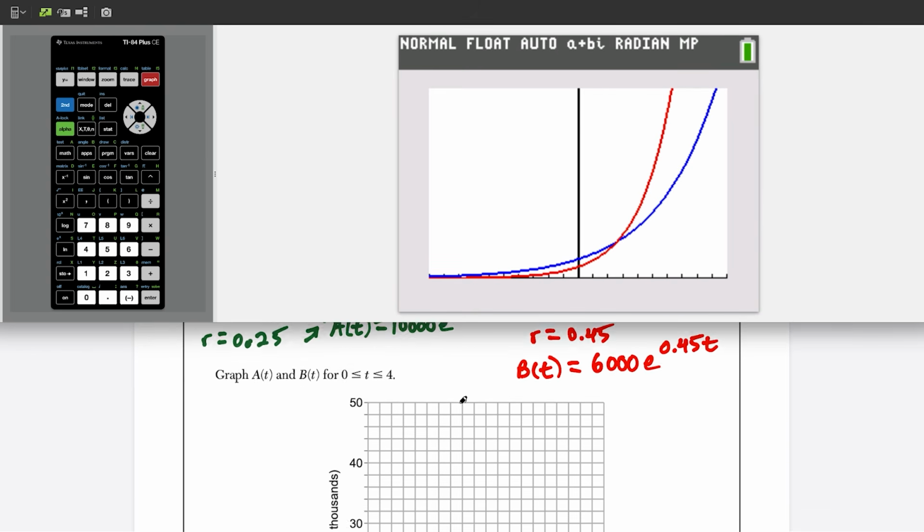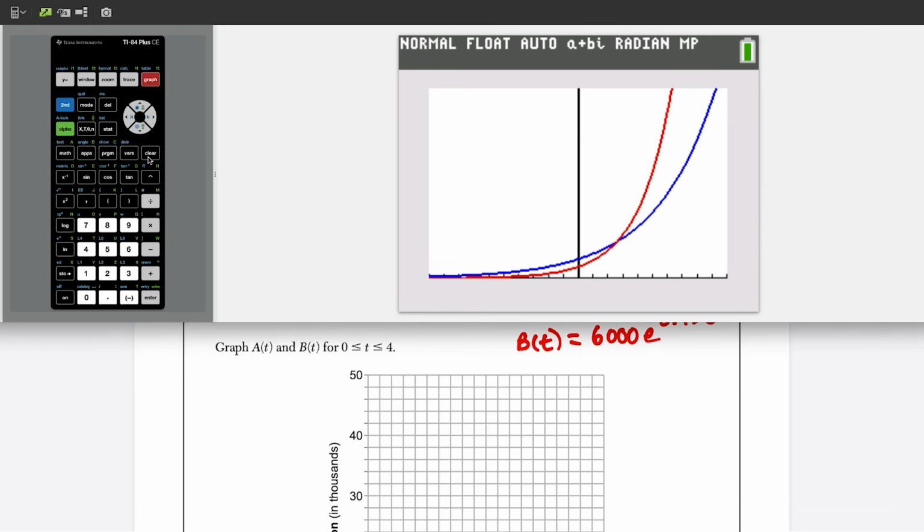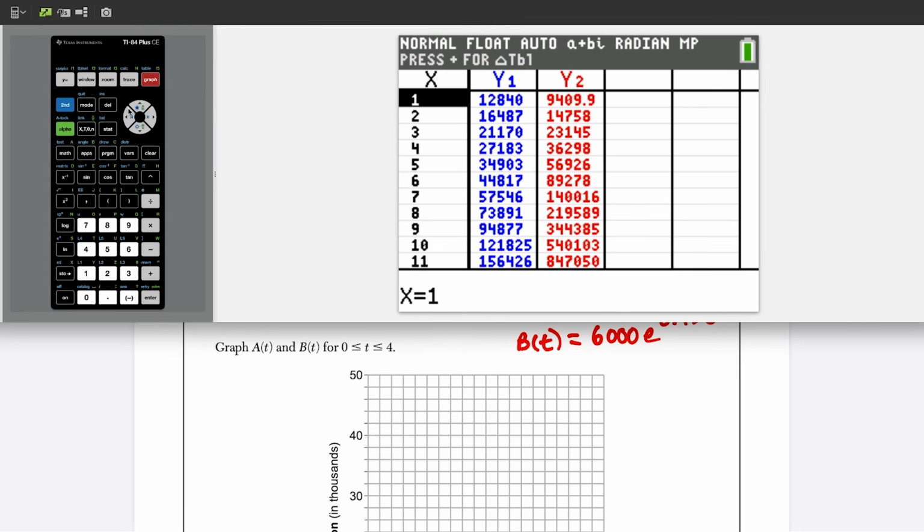But they're actually telling us here to graph this on the space from 0 to 4. So I don't need to look at all of this stuff over here. I just need what's going on over here. So when I hit second graph and go to the table, the only values I want from the table are the ones that are over here from 0 to 4.